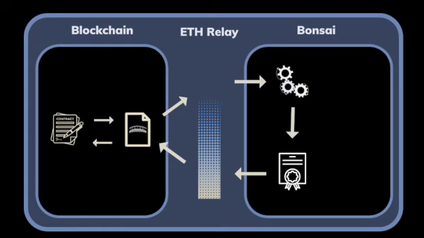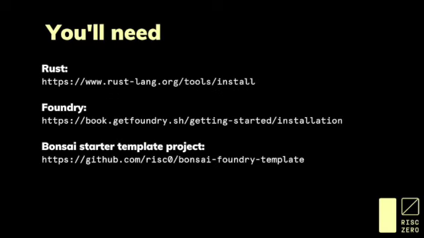It sounds like a lot of moving parts, but I just want to emphasize this contract on the left and the provable off-chain computation on the right are the only two pieces of code that you need to be touching at any point in this hackathon. So with that said, let's take a look at what you're going to need to set up. There are 3 basic steps. You're going to need Rust, you're going to need Foundry, and you're going to need the Bonsai Starter Template project.